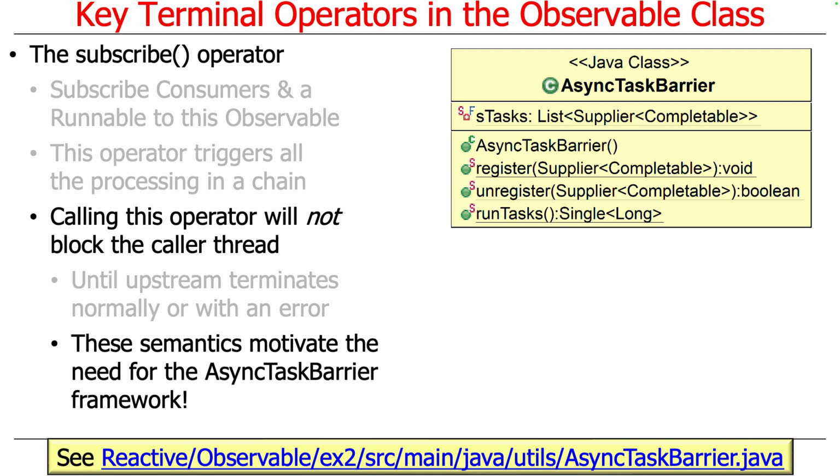Because things are not going to finish before the call returns, like blocking subscribe does, this motivates the need for the async task barrier framework, where you can actually register stuff to be called back when something is done. And we'll talk about that later. You'll notice that these things take completables, and under the hood, they use the ignore elements operators that we talked about before to inform the async task barrier that things have finished. And we'll look at that code probably next class.